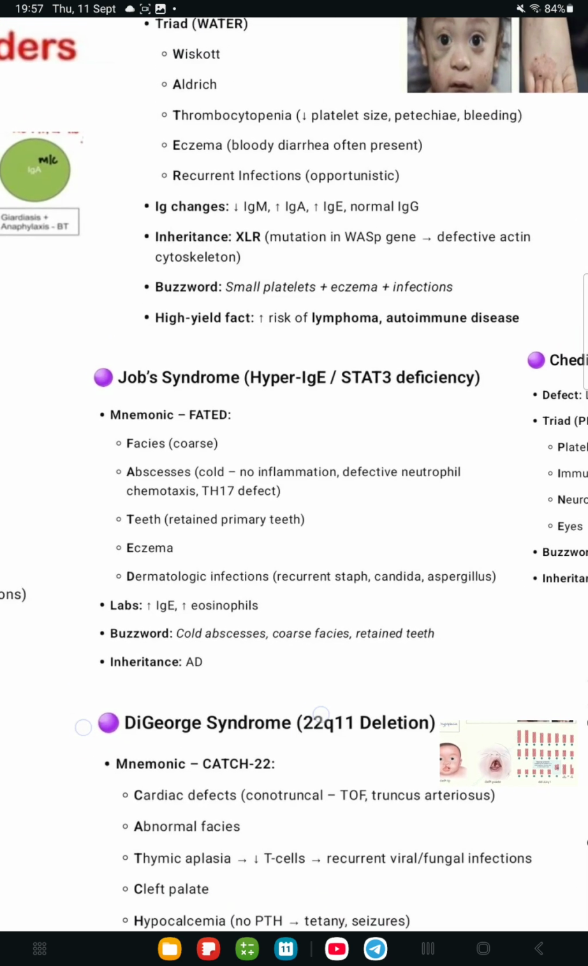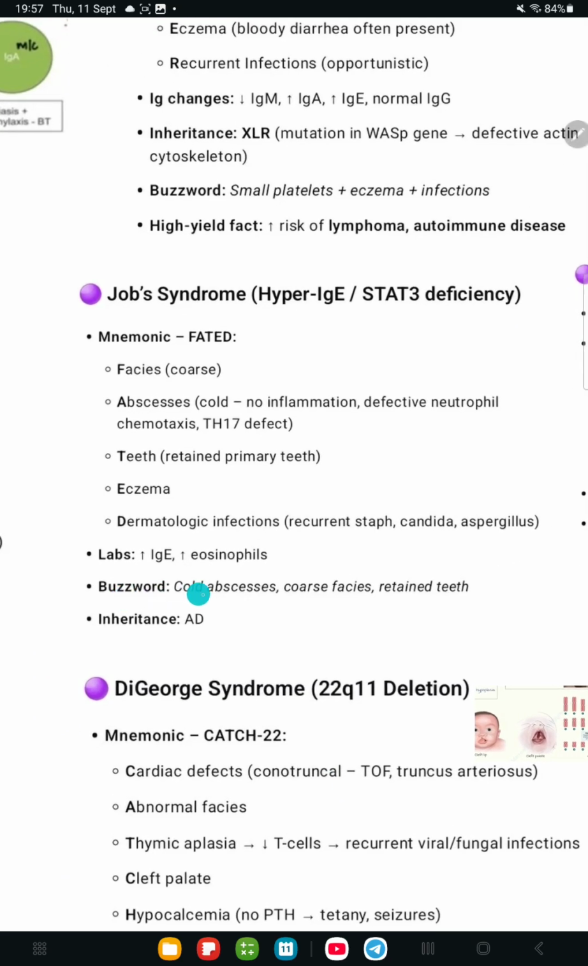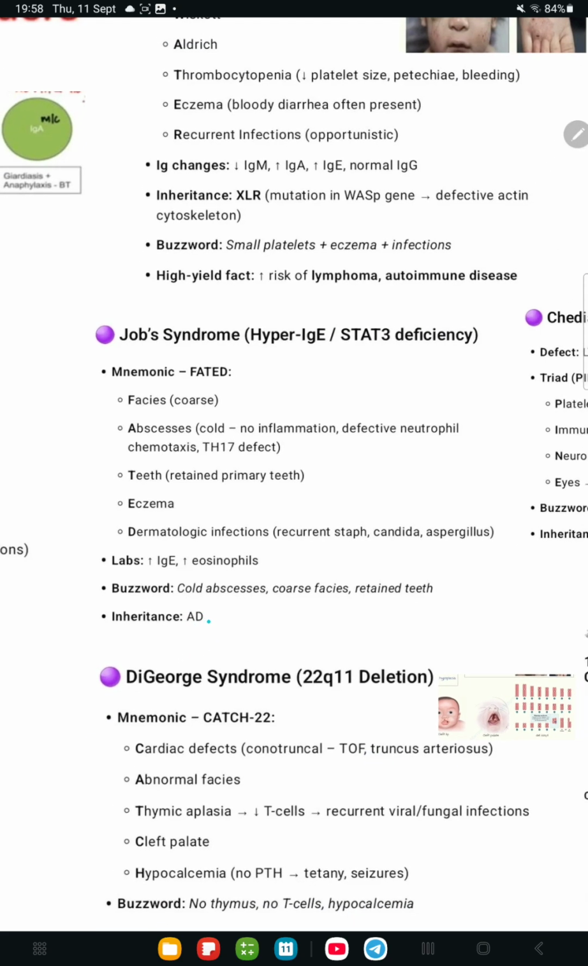Okay, you are getting it. So there can be raised IgE levels, raised eosinophil levels, allergic people, allergic reactions. Buzzwords here can be cold abscess, coarse facies, retained teeth, and Job's is autosomal dominant, only that survives. You need to be dominant. So this disorder is an autosomal dominant disorder.